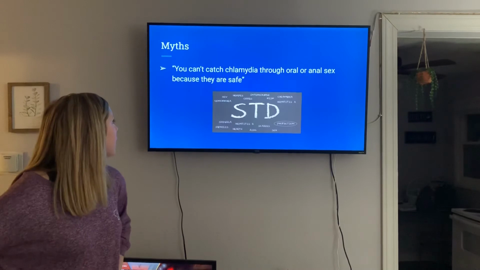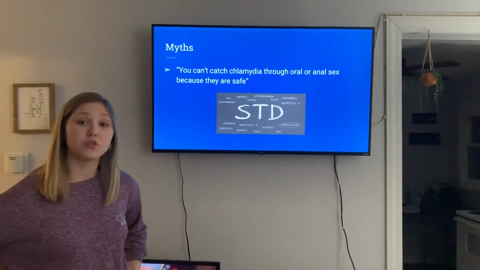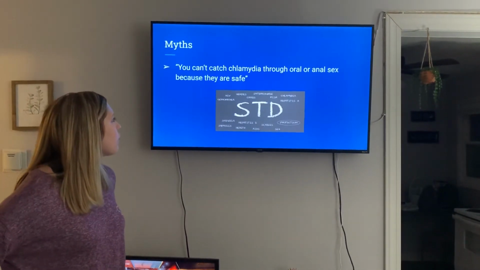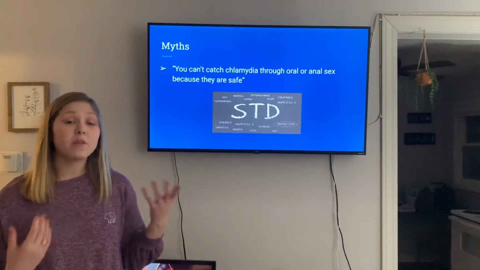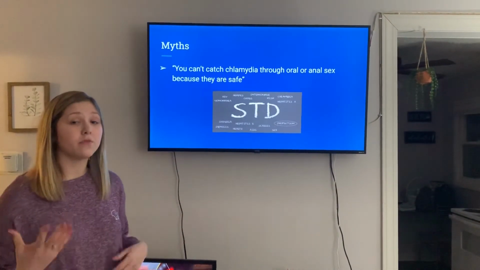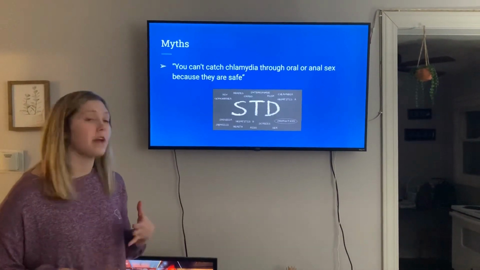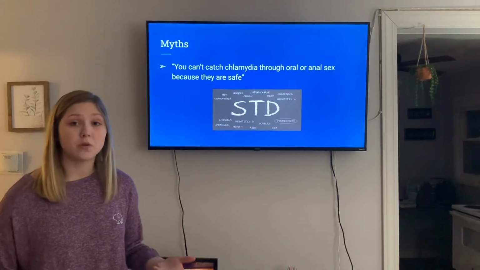Okay, so now we're going to talk about a myth that many people may believe is true, but is not, and that would be you can't catch chlamydia through oral or anal sex because they are safe. Now, many may believe this is true, but as a matter of fact, this is false. No matter if it's oral or anal sex, if you have sex with someone who has chlamydia, you're at a chance of also getting chlamydia.